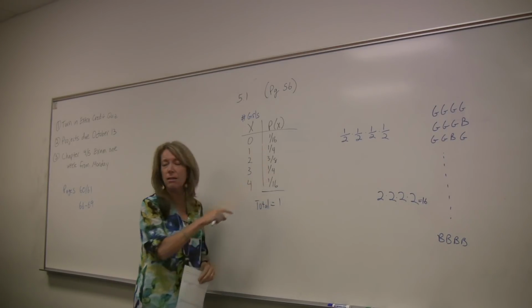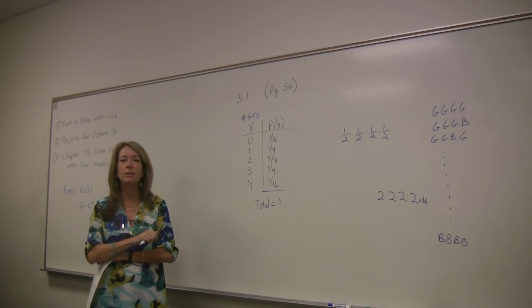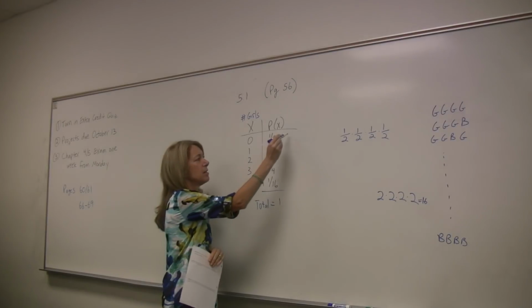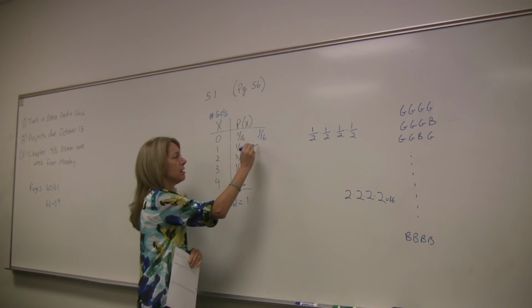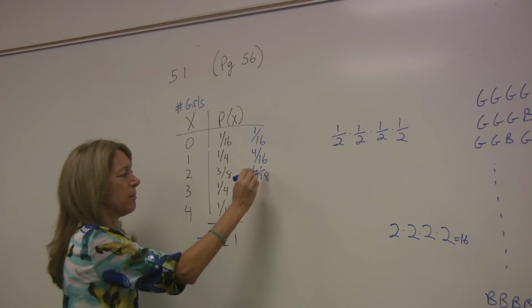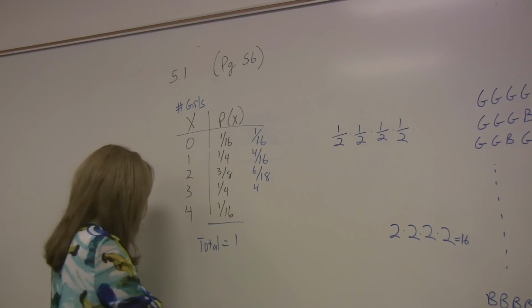To verify that, we would have to get a common denominator and add them all up. Let's do that real quick. This is already out of 16. This is 4 out of 16. I'm multiplying by whatever I need to, oops, I made 18 there.